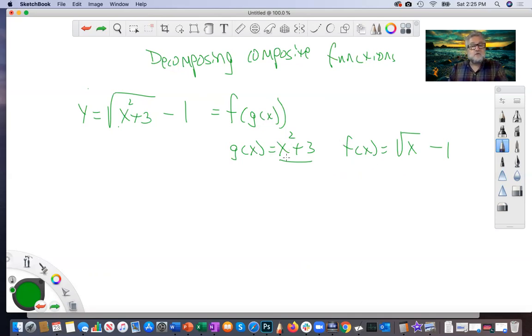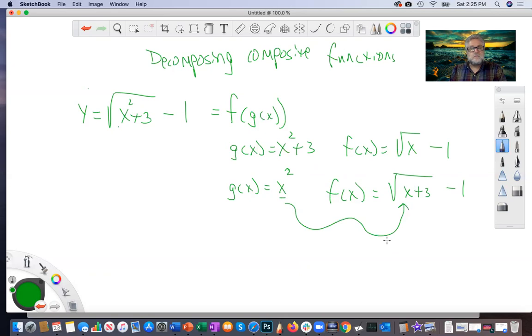But that's not the only answer, because I could have said g of x was equal to x squared, and f of x is equal to square root of x plus 3 minus 1. So now I would plug this into my x, and we'd get x squared plus 3 minus 1. So when you're decomposing composite functions, there's actually multiple answers to it.